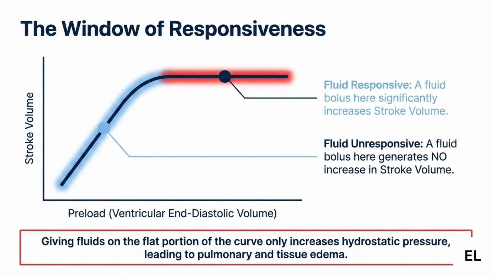Administering fluids to patients on the flat portion of the curve mainly increases hydrostatic pressure without improving circulation. This can result in pulmonary edema, tissue edema, and other complications associated with fluid overload. The goal of hemodynamic assessment is therefore to identify whether a patient remains within the window of responsiveness before administering additional fluids.